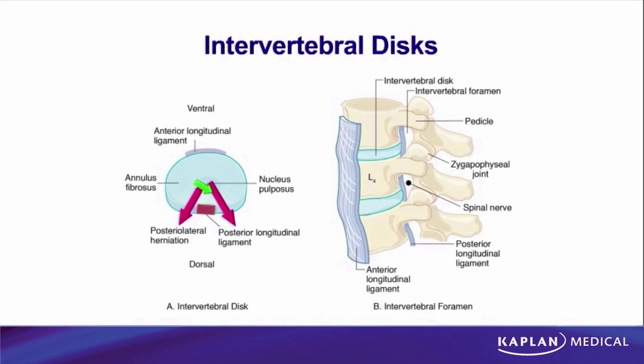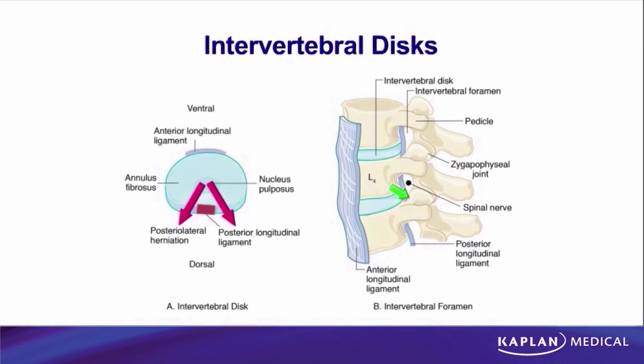The reason that's important is to recognize that if you go posterolateral to the disc, where does that bring you? Where are you when you're posterolateral to the disc? Well, that brings you right here. That brings you into the intervertebral foramen. So this nucleus pulposus is herniating into the intervertebral foramen. And we've said already that there's something living in the intervertebral foramen, the spinal nerve.